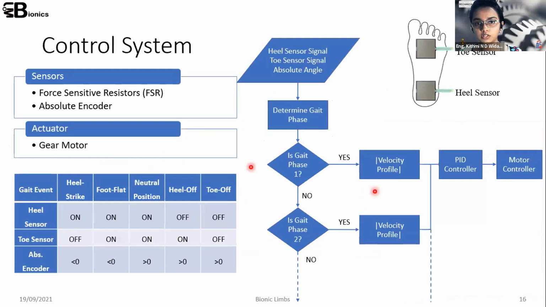So we used a physical human-robot interaction control system. That means we didn't use any biosignals. We used physical signals, like force sensitive resistors, to identify the gait phase. We fixed two sensors, one below the toe and one below the heel, to identify whether the heel or the toe has touched the ground. Based on that, we identify the gait phase, and depending on the gait phase, we provided the velocity profile to actuate the device.